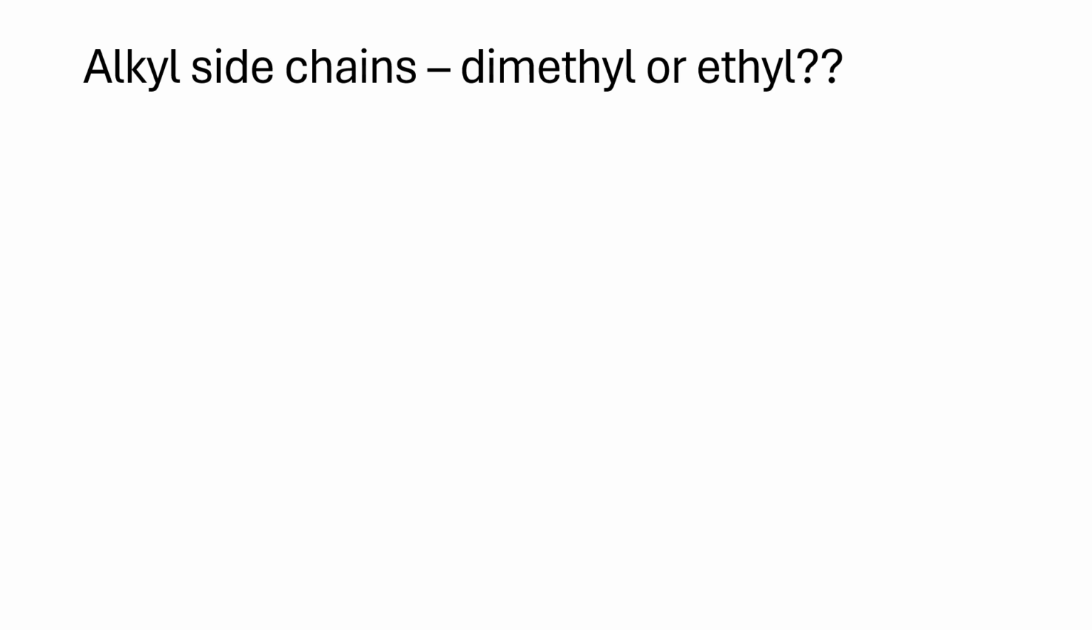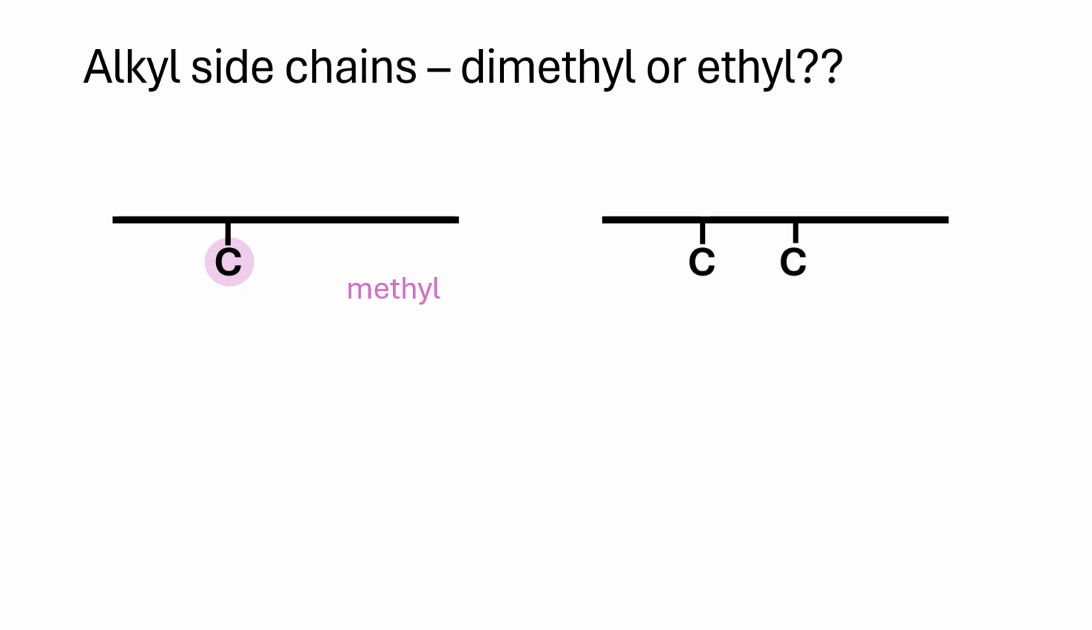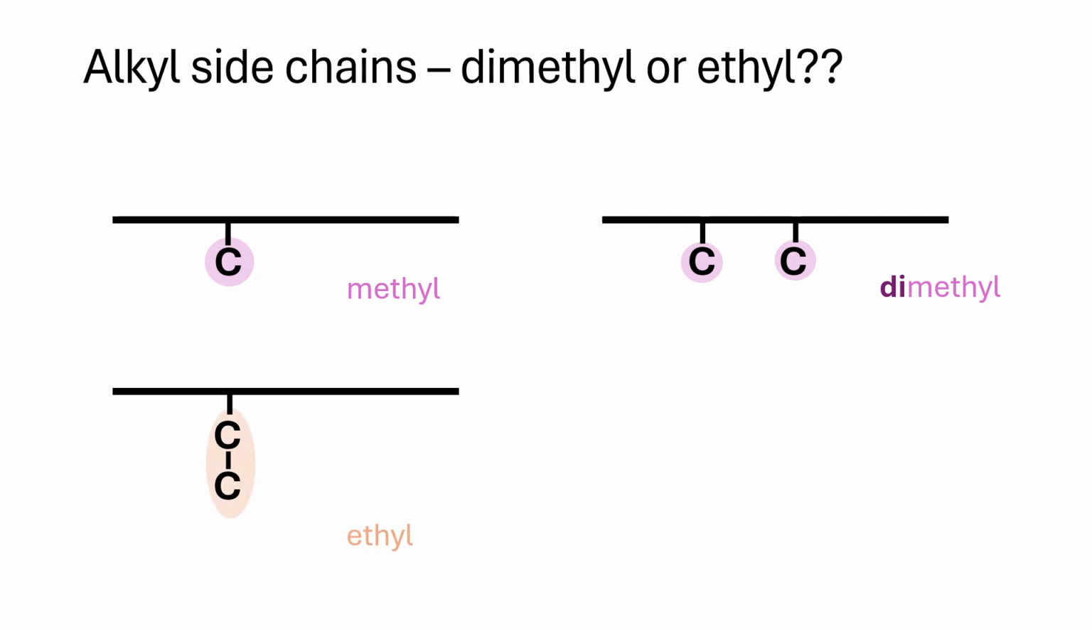I've been teaching for many years, and one of the frequently asked questions is how to distinguish something called dimethyl or ethyl. So let's imagine this long chain as a carbon, and when you have one carbon coming off, this is going to be a methyl group. If you have two of those coming off, this is called a dimethyl group. What if you have two carbons coming off as a same branch? This is when it becomes an ethyl group.